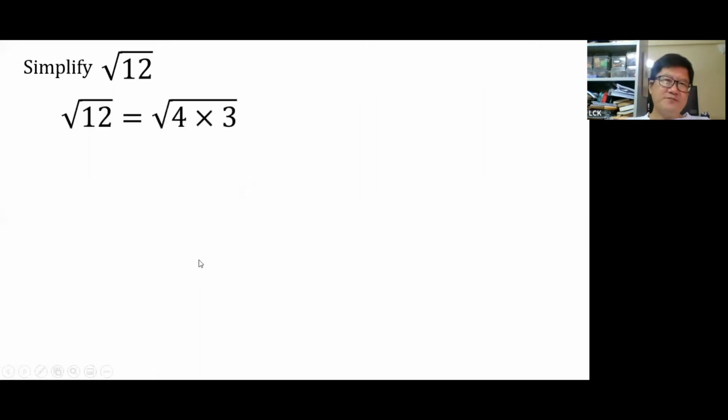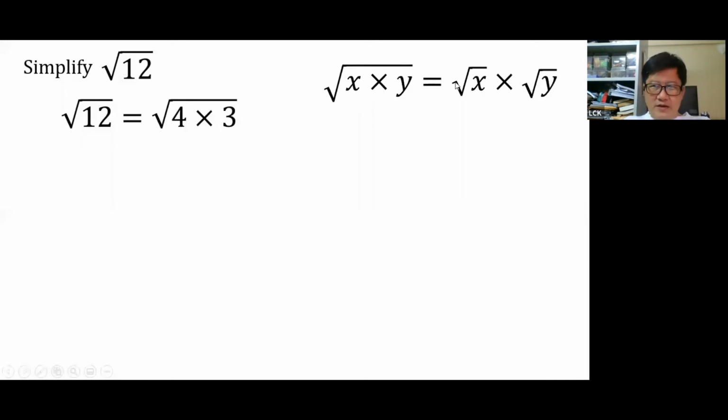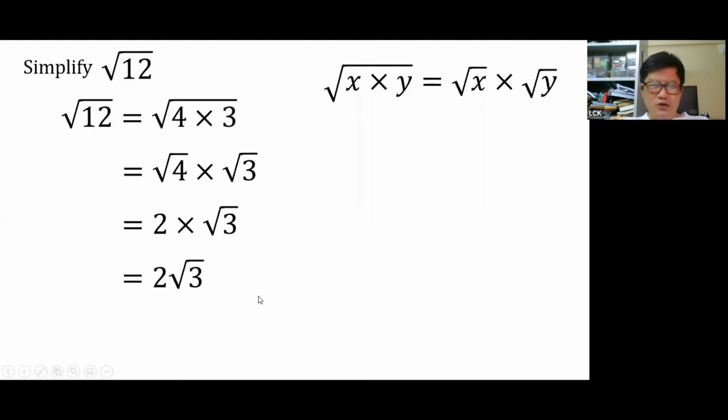Simplify square root of 12. Again, apply the same formula. So you have square root of 4 times 3, break 12 up into 4 times 3, and then break it up into square root 4 times square root 3. Square root 4 is simply 2. So that's 2 times square root 3, and there you have your answer.